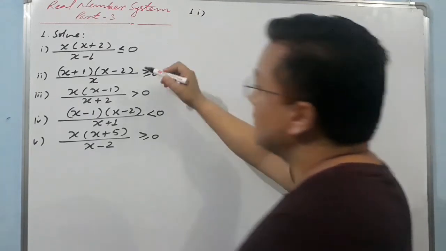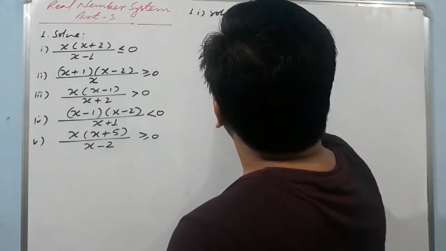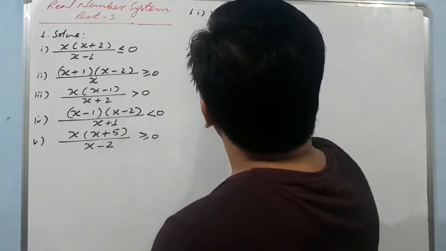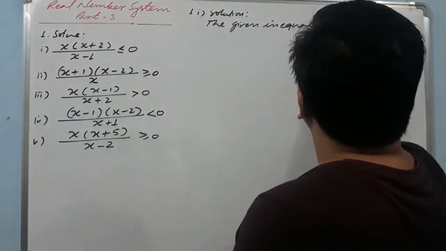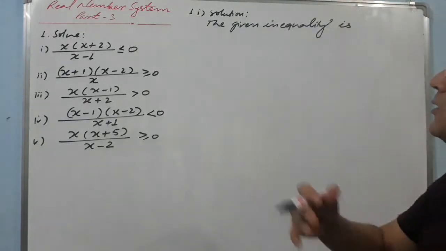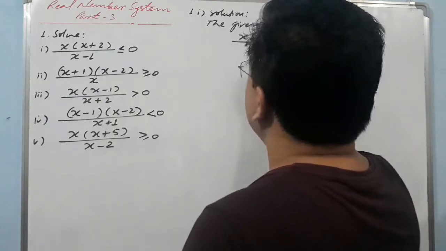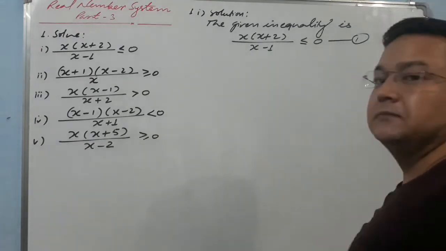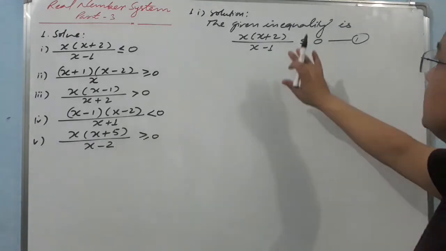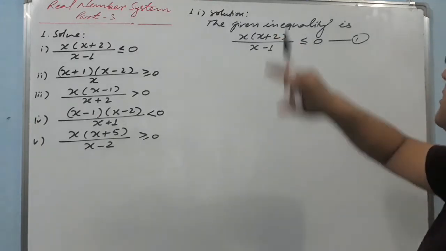First, all questions are of the same type. Today I've taken one solution. The given inequalities, or you can say inequation, is (x plus 2) over (x minus 1) less than or equal to 0. We want to find the solution for this inequality.